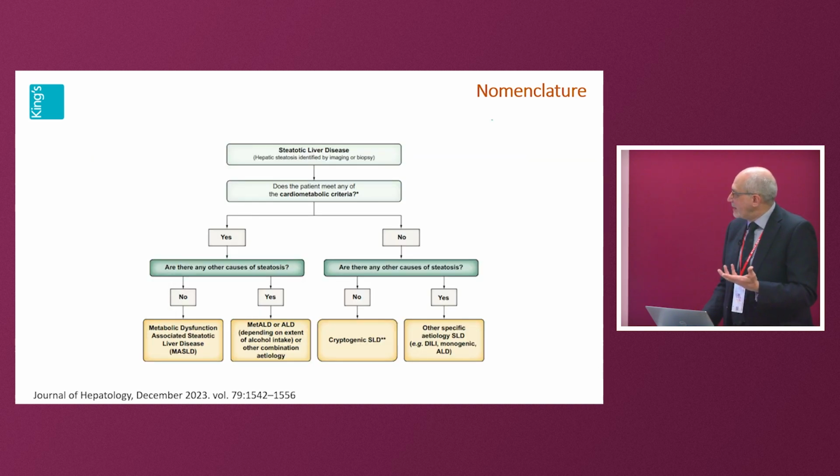And this is how you look at it. You've got a steatotic liver, identified by imaging or biopsy. Rarely now are you going to do biopsies. Do they have cardiometabolic criteria? If yes, do they have alcohol with it or not? If they don't have a cardiometabolic reason, there's another cause for that, and it's cryptogenic disease or any other disease. So you've got a clear differentiation. It's a little bit clearer now, and you don't get fumbled over those words that may cause offense to your patient.